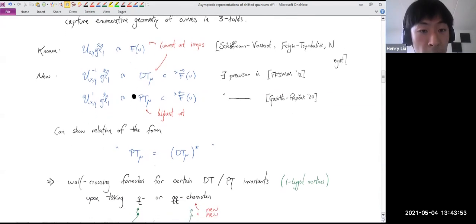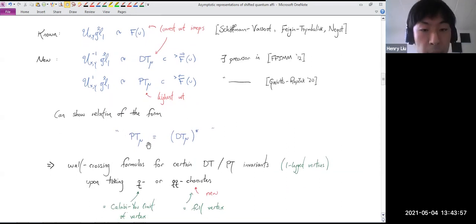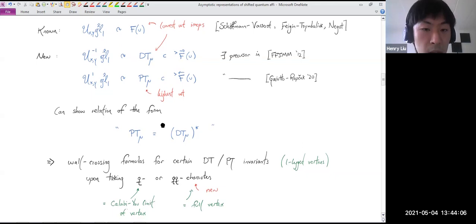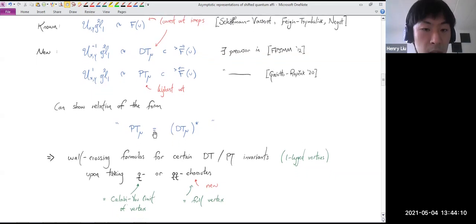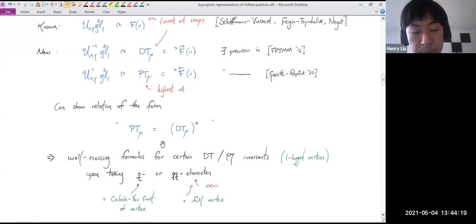And what will happen is that we can show some schematic relation which looks like PT mu is the dual of the DT mu module, which is some representation theoretic statement which categorifies certain wall crossing formulas for DT and PT invariants.